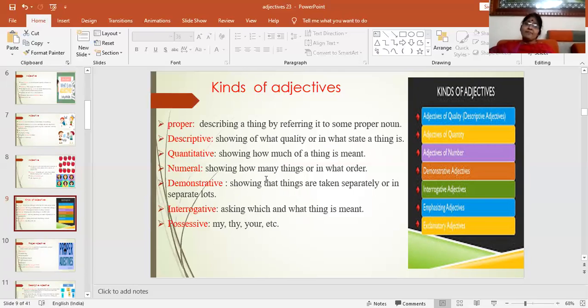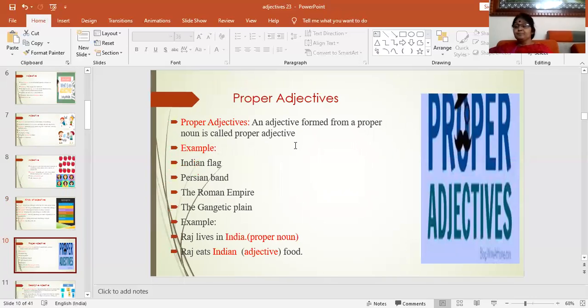Then we also have possessive adjectives like mine, thine, yours. So we have different kinds of adjectives, that is proper adjective, descriptive adjective, quantitative adjective, numeral adjective, demonstrative adjective, interrogative adjective, and possessive adjective. Now let us try to understand each one in detail.